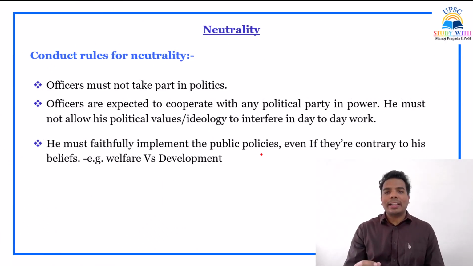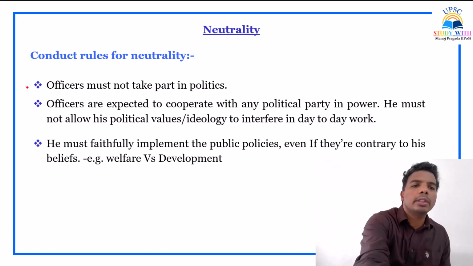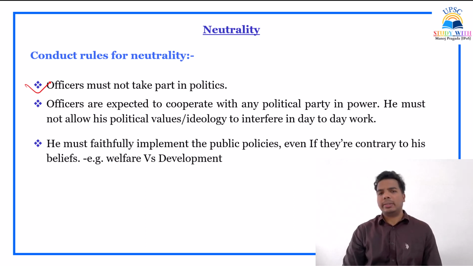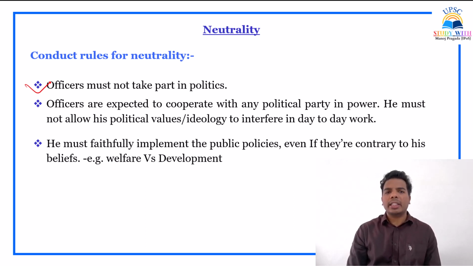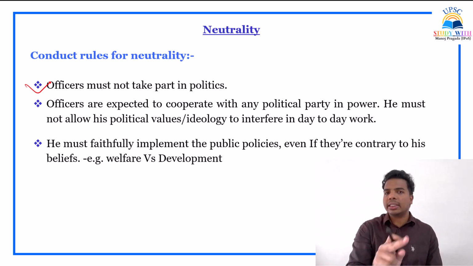Next is neutrality. What about neutrality? We have seen neutrality is political impartiality. So political impartiality means you should be politically neutral. You should serve all the political parties coming to power with the same enthusiasm. You should not have any political affiliation. That's what we are saying. An officer must not take part in politics. He should not have any political ambition. He must not take part in politics. These are the conduct rules, the Civil Services Conduct Rules, CCS rules.